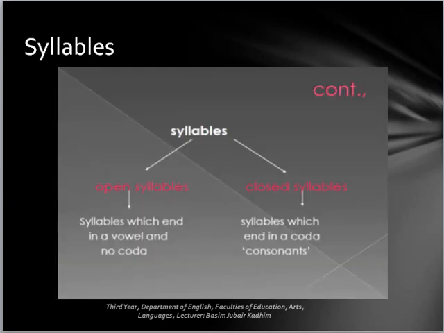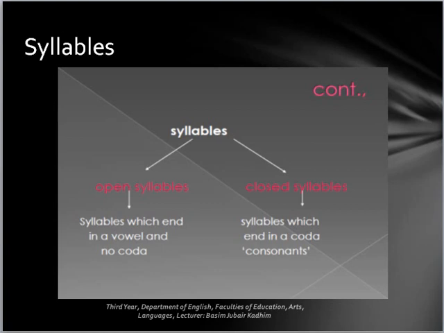Now, if we look at this syllable, we have the classification of syllables. Of course, syllables can be open syllables and closed syllables. What is meant by open and what is meant by closed? The open syllable is the one which ends in a vowel and has no coda. It ends in a vowel, for example, car. This is an open syllable.